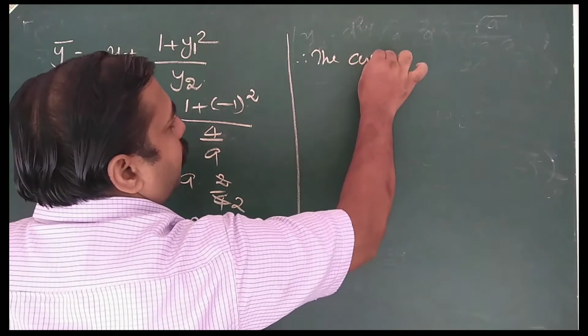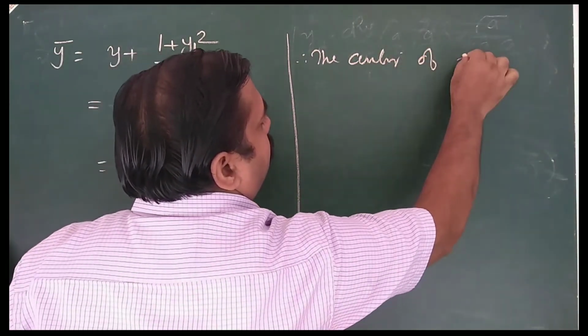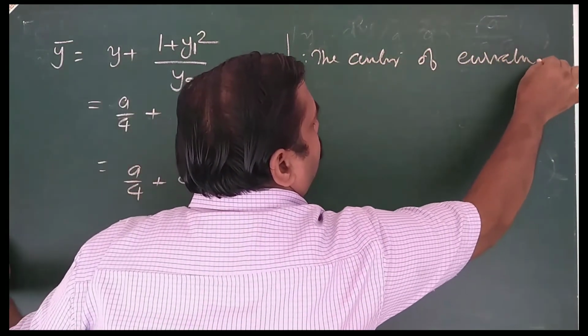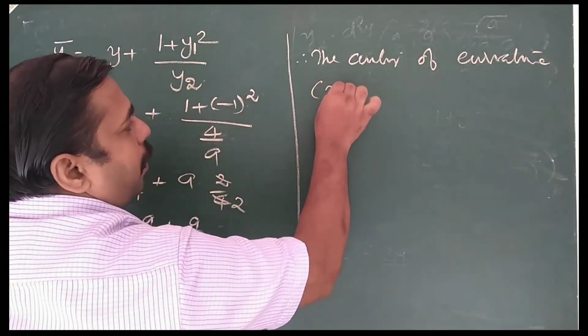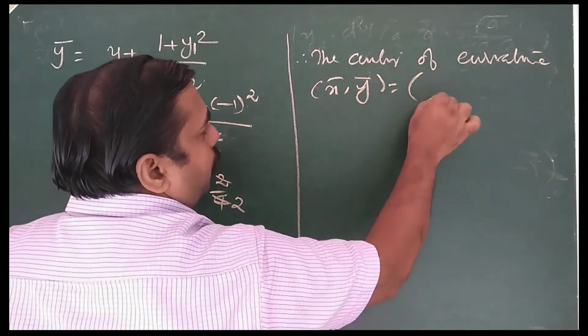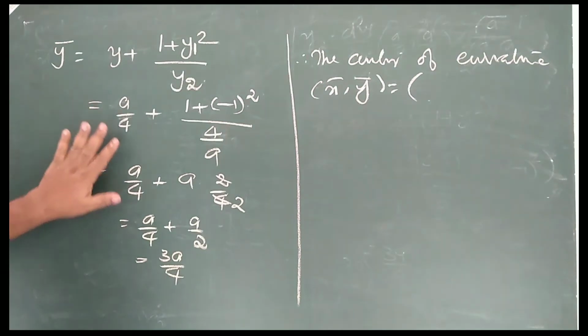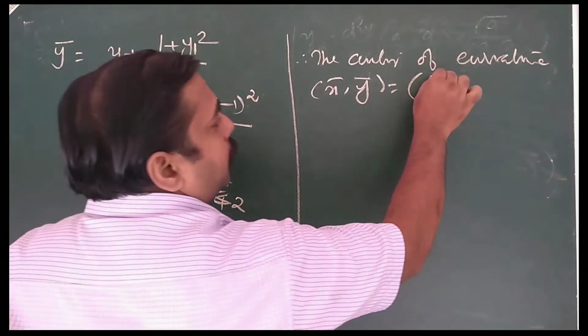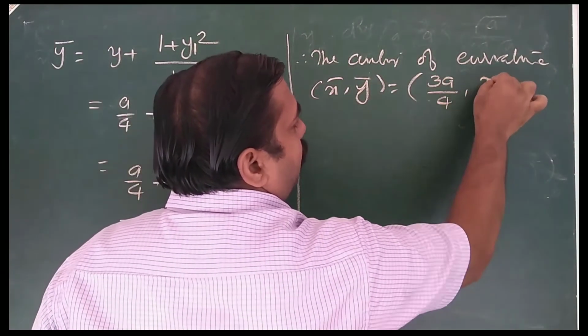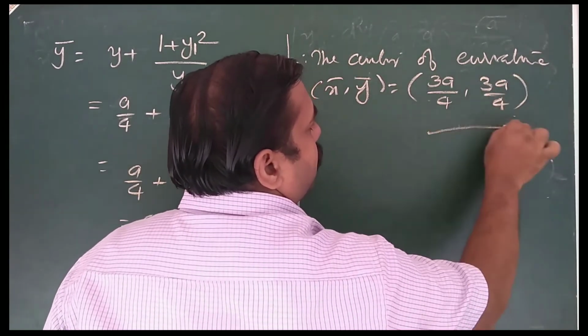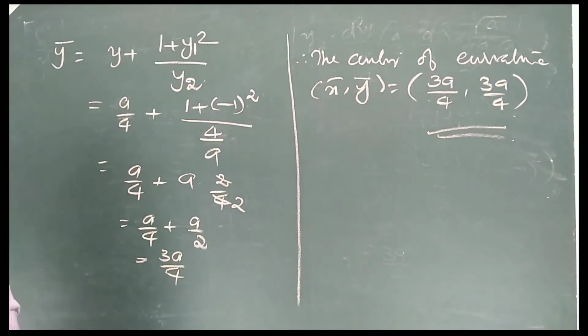Therefore the center of curvature x bar comma y bar is equal to, this is a point, so you write it in point form. So that is 3a by 4 comma 3a by 4. So this is the required answer.